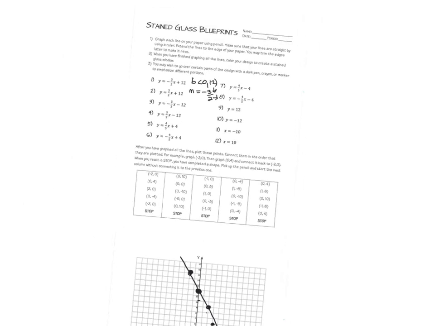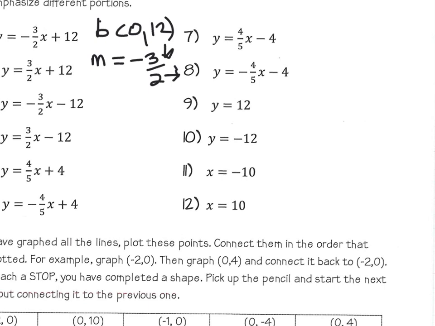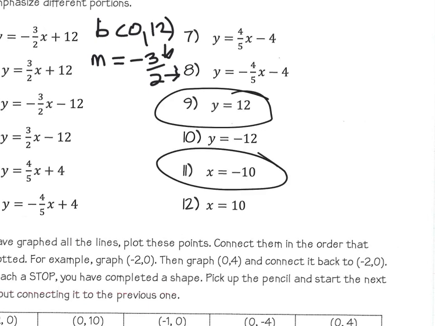All right, so the last 2 lines I want to graph with you are y = 12 and x = -10. These are 2 special cases for lines, so I wanted to talk about what these will look like. So when your line starts with y =, that is going to be a line that goes straight across. When your line starts with x =, that's going to be an undefined line going straight up and down.